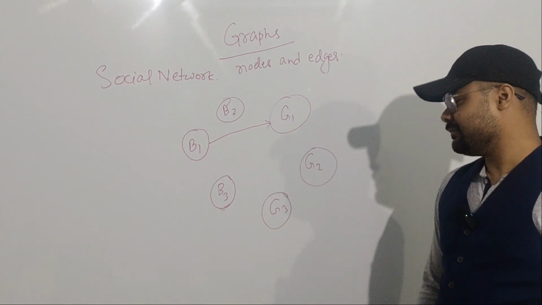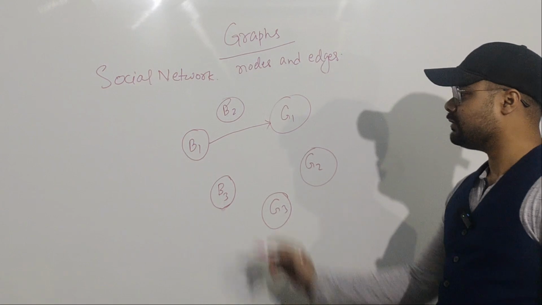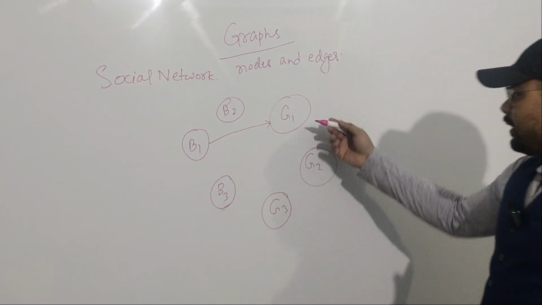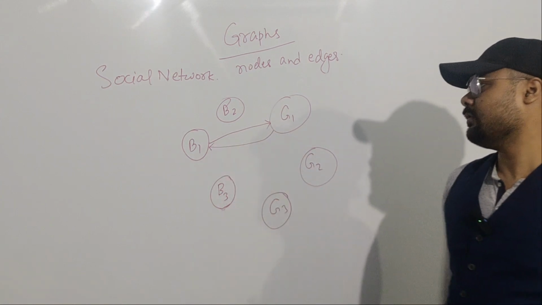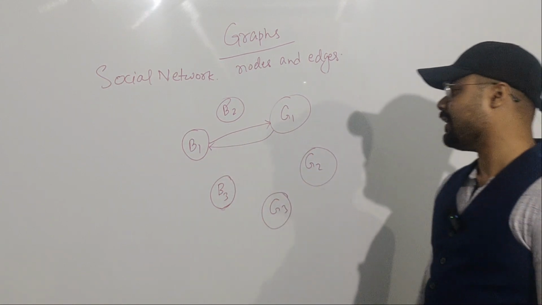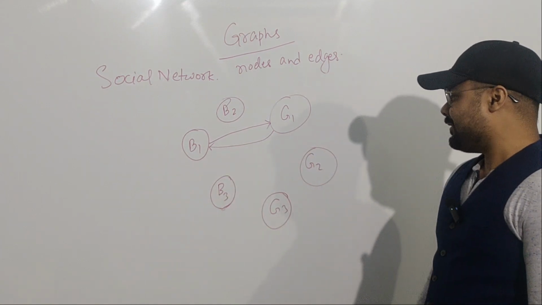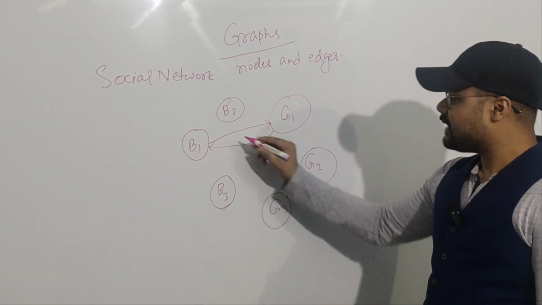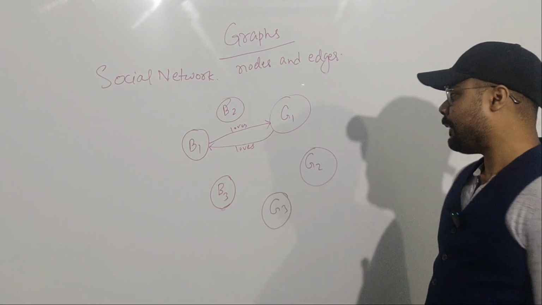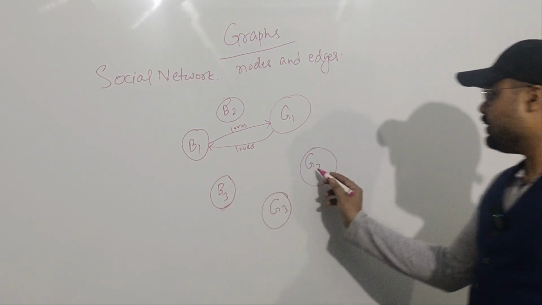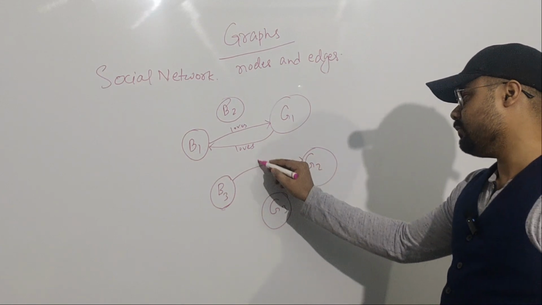So B1 loves G1 in a relationship. If a boy and a girl are in a relationship, then the boy loves the girl, but maybe you may have this also. Okay, highly unlikely. Maybe you have this also. Then what does it mean? It means that B1 loves G1 and G1 loves B1. Okay, let's say B3 and G2 are also in a relationship, and B3 loves G2.